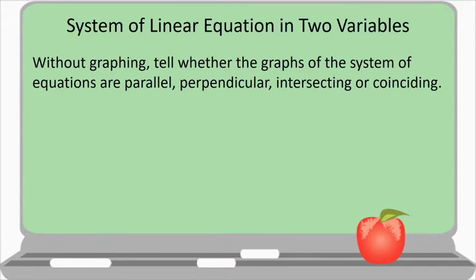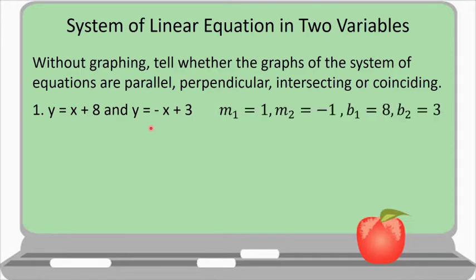Now, without graphing, how can we tell that the graph of the system of equations are parallel, perpendicular, intersecting, or coinciding? So let us have an example. The first one, we are given y is equal to x plus 8 and y is equal to negative x plus 3. So let us determine the slope and the y-intercept.